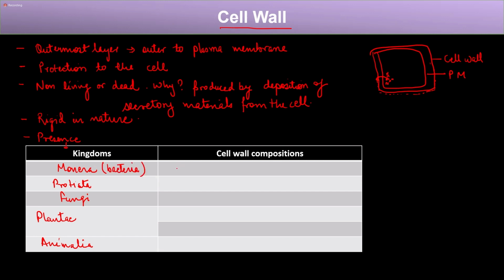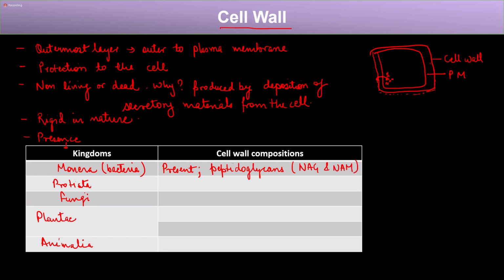We saw that yes, cell wall is present in the bacteria, and this cell wall is made up of peptidoglycans. So the cell wall in the Monera is made up of peptidoglycans. And what are peptidoglycans? These comprise two carbohydrates, NAG and NAM, and they also have certain proteins, right?